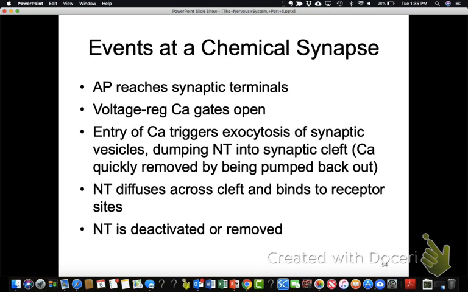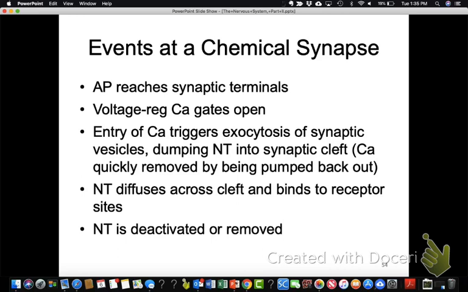All right. In the presynaptic cell, when the action potential reaches the synaptic terminals, that's going to open voltage-regulated calcium gates. Calcium coming into the synaptic terminals triggers exocytosis of the synaptic vesicles, just a few at a time, dumping a little bit of neurotransmitter into the synaptic cleft, and then the calcium pumps in the synaptic terminals are going to quickly pump that calcium back out. So the effect of one action potential might last a millisecond.